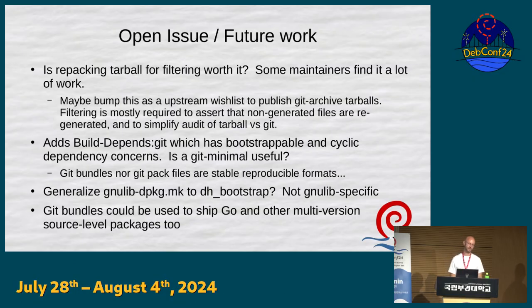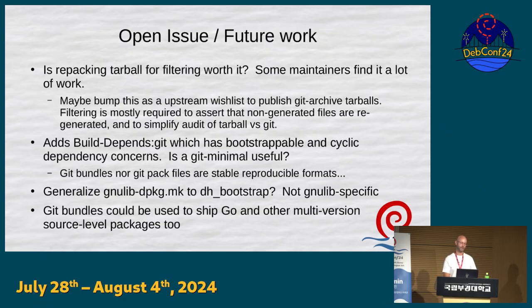Another issue is this adds a build depends on Git, so this is really a bootstrapping issue, because then Git will be required for building packages. I think these cyclic dependencies aren't really an issue in Debian because it's a binary distribution, but it may cause problems when porting to a new architecture. I believe this will be cross-ported in the future, so that shouldn't be any problem, but at least it's a theoretical problem.